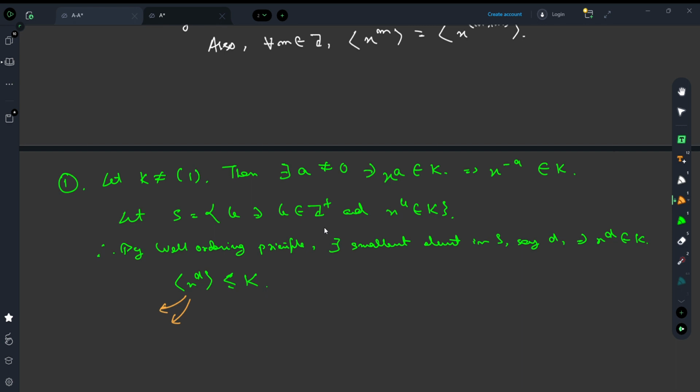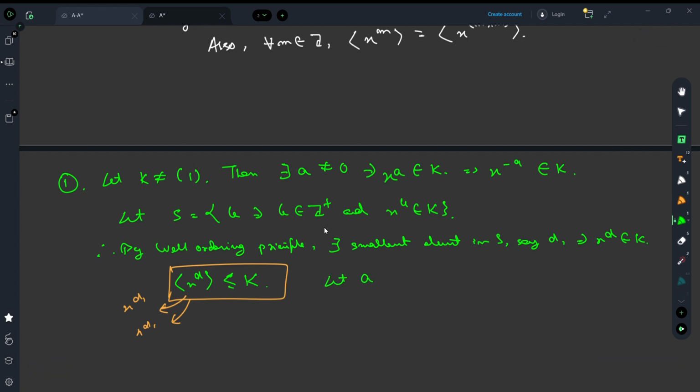Because whenever you choose two elements from x to the power D, say x to the power D1 and x to the power D2, if you compose them back, they are elements inside x to the power D, but they are indeed elements inside K as well because K is a subgroup. So this is obvious. So what can I say about the reverse inclusion?